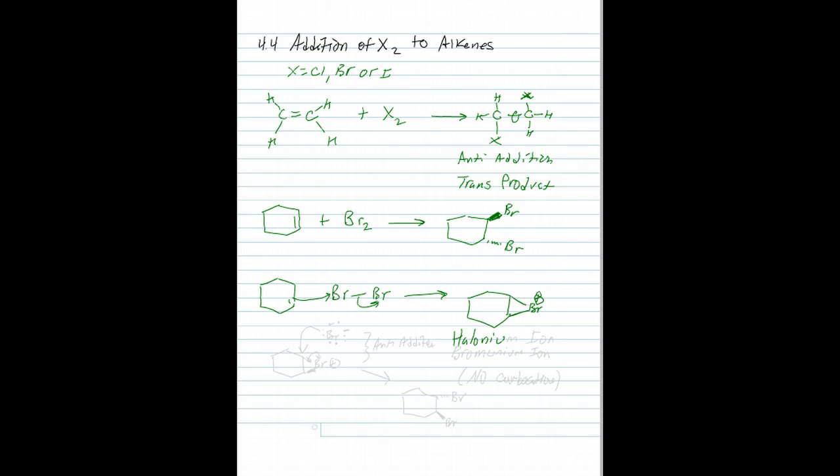Halonium. I'm not making this up. That is really what it's called. In this particular case, it's called a bromonium because it's a bromine. Bromonium ion. Halonium implying a halogen ion. If you had a chlorine, chloronium. If you had an iodine, iodonium. Again, you can't make this stuff up. That's really what it's called.